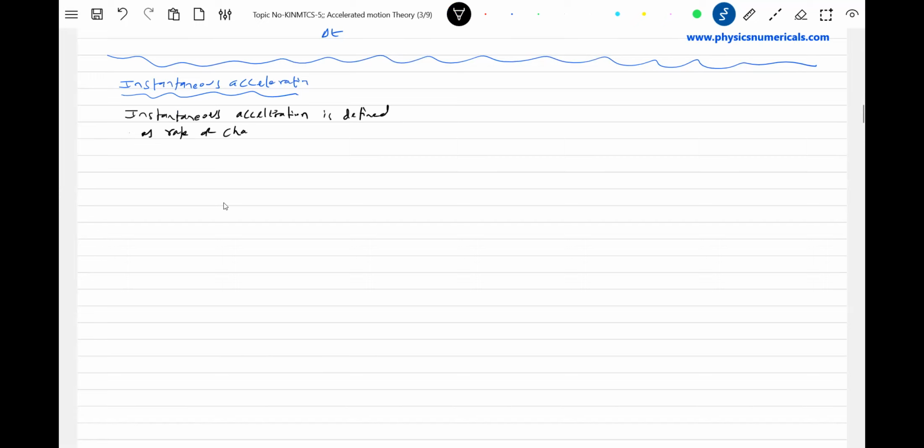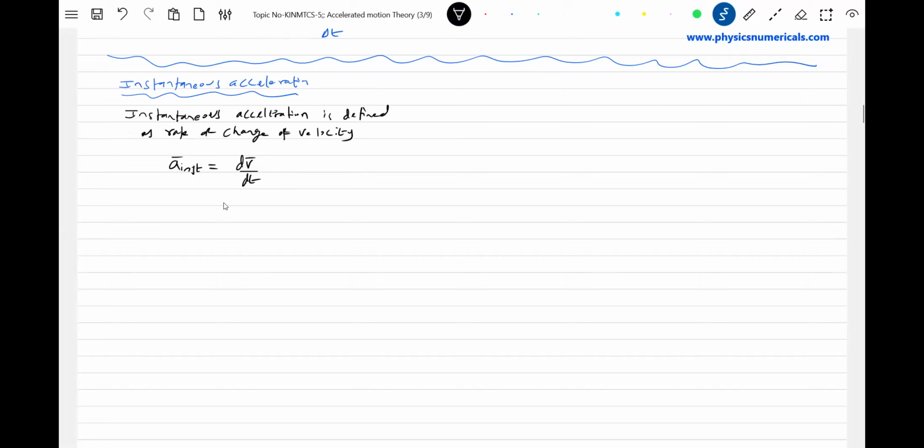Rate of change of velocity. So A instantaneous bar should be equal to dv bar by dt. In general, whenever I say acceleration, it will be instantaneous acceleration only. Average acceleration was change in velocity by time taken. This is instantaneous acceleration, the rate of change of velocity.